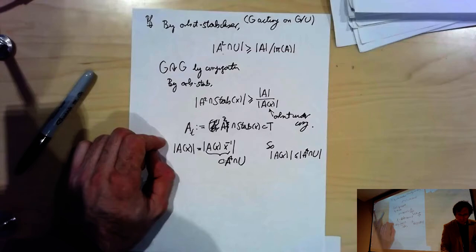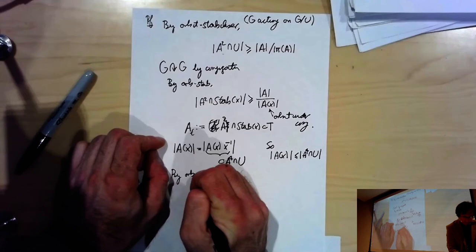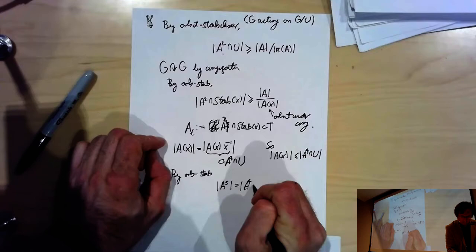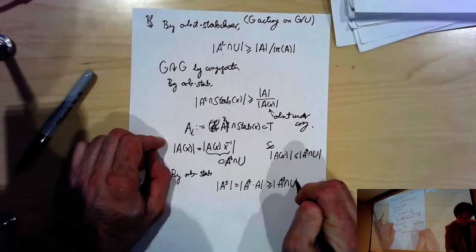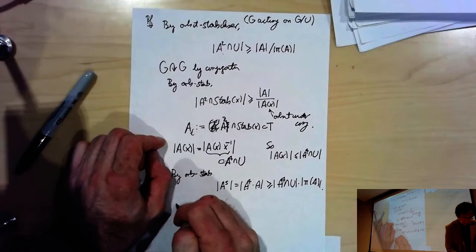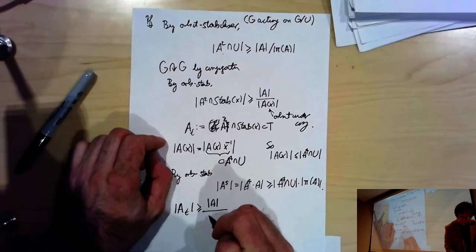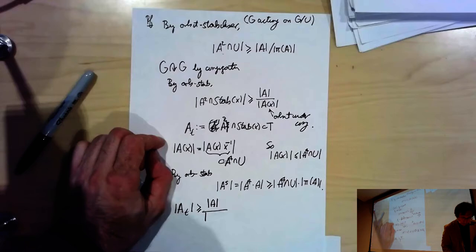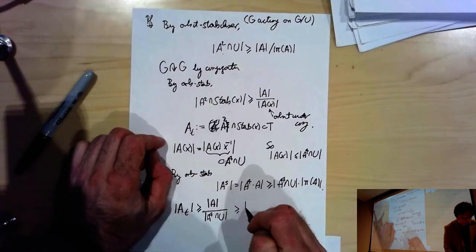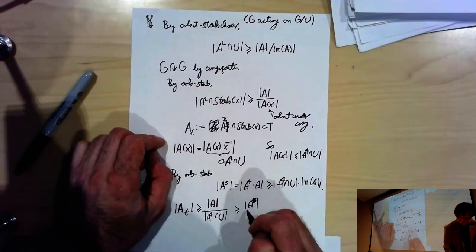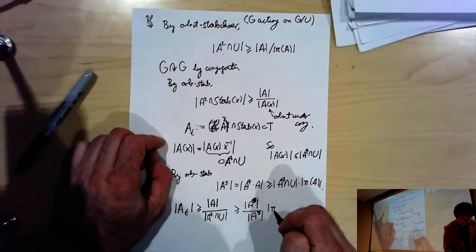But we also had, again, by orbit stabilizer for the third time, we have that A5, which is, of course, A4 times A. This is at least A4 intersection U times pi of A. So we just put this together, and we get that AT is at least, well, as we knew, AX, this is containing A4 intersection U. It's at least then A divided by A to the fifth, pi I. And that's it. Not very hard.